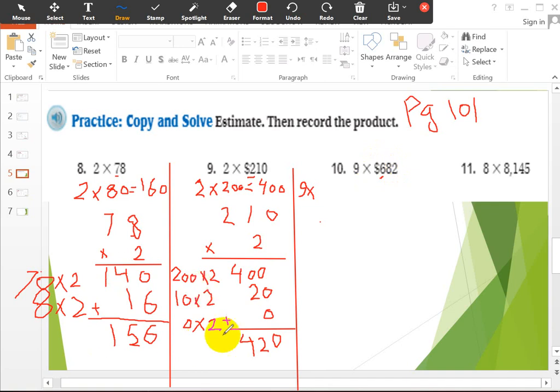Okay, which multiplication? Which one? Multiplication with hundreds or thousands? I want you to specify for me.